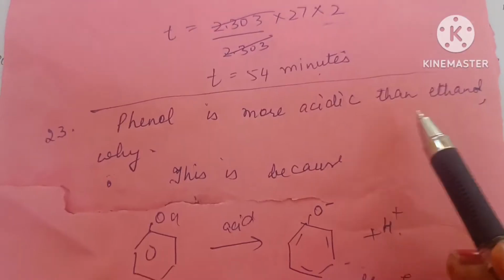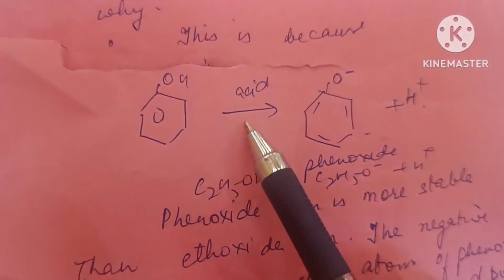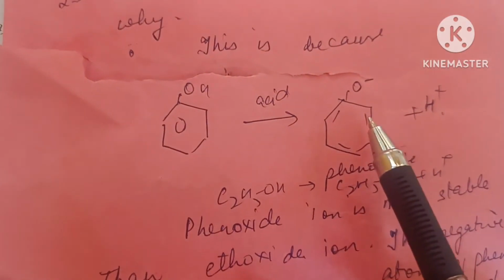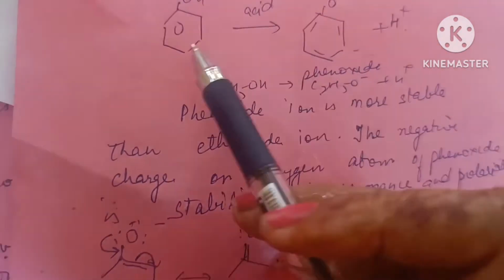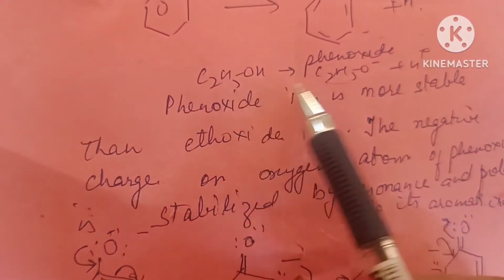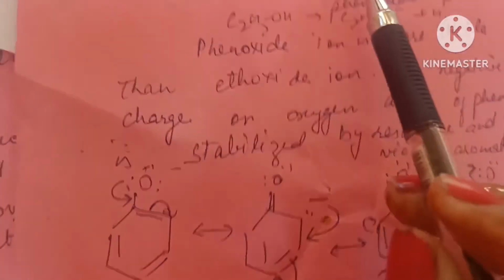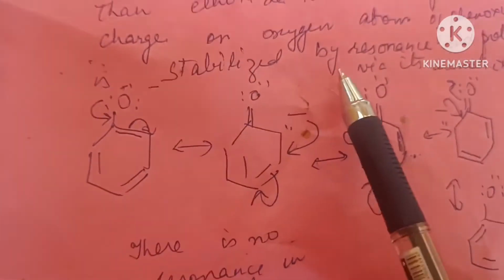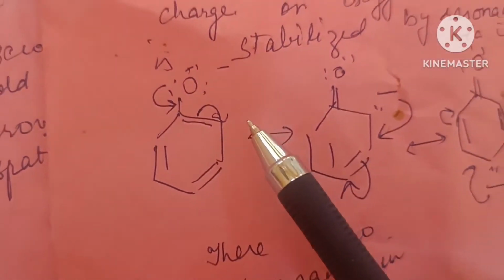Phenol is more acidic than ethanol. Why? This is because phenol, if it is to act as acid, will give phenoxide ion and proton. By resonance, phenoxide ion is more stable than phenol, so the reaction will go in the forward direction and it will act as acid. Whereas in ethanol, there is no such resonance, so ethoxide is not stabilized. So phenoxide is more stable than ethoxide. The negative charge on oxygen is stabilized by resonance and polarization via its aromaticity.